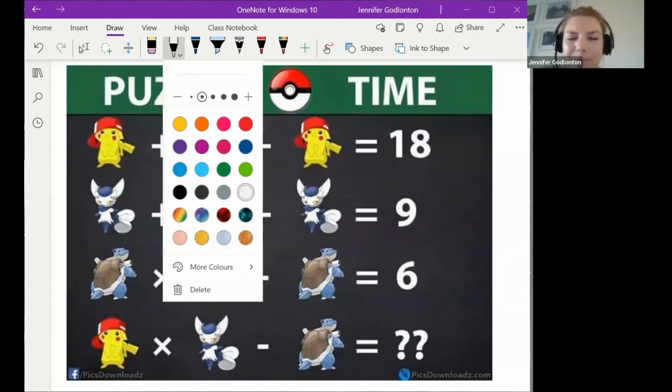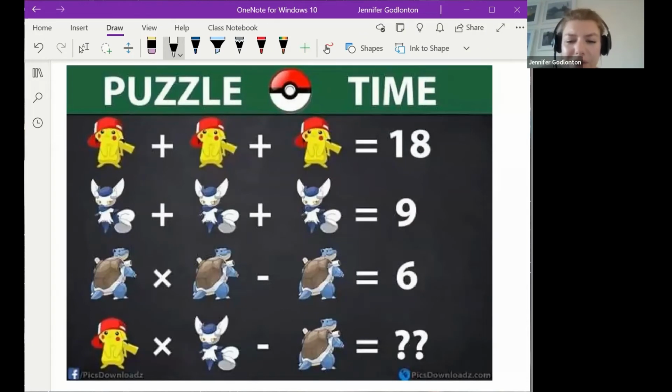Let's quickly go through them. The Pikachus that are at the top, there's 3 of them, and they need to equal 18, which means that each of them are 6.